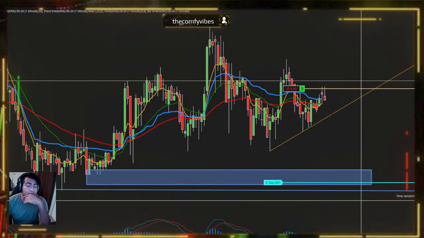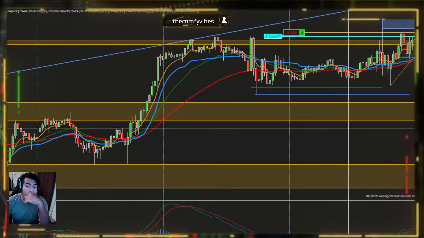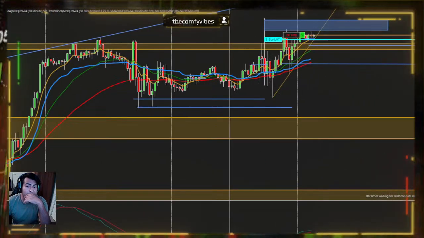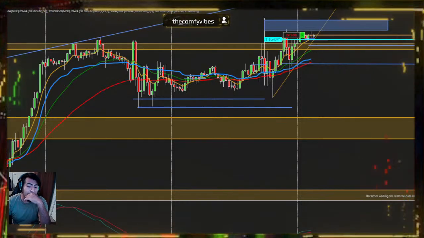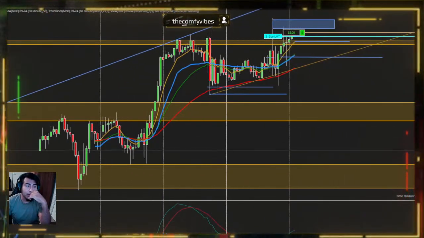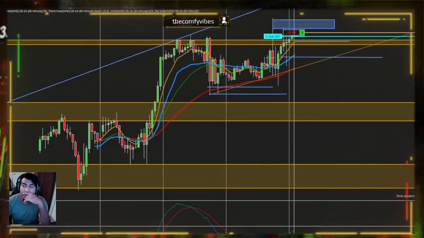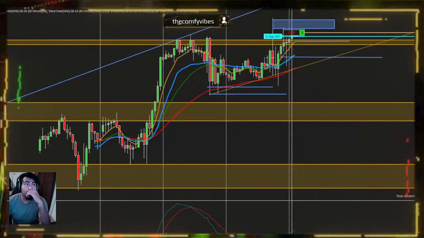I don't see this thing falling down just yet. Not until the 30-minute MACD crosses over that signal line, or on the 60-minute. The 60-minute, we're still up. We're still up on the 60-minute. If you're looking at your MACDs, I have different settings for mine.